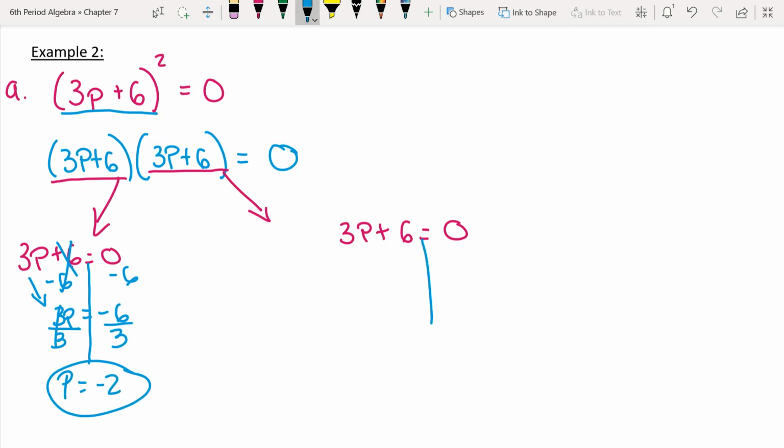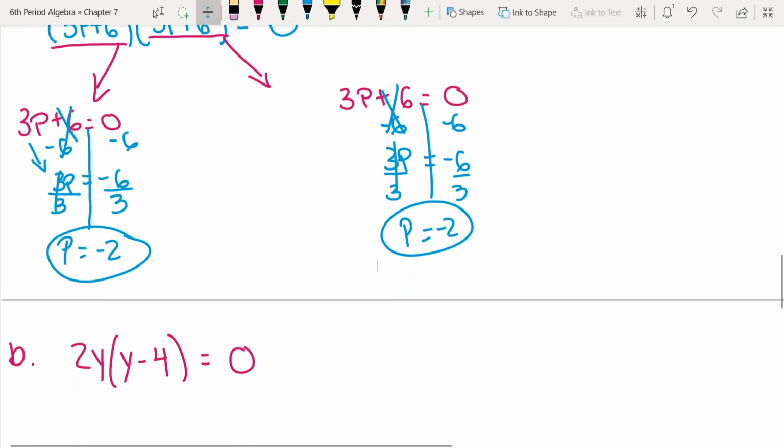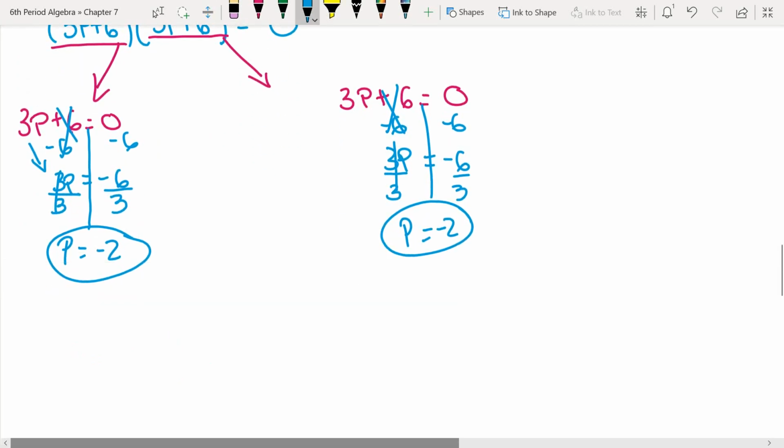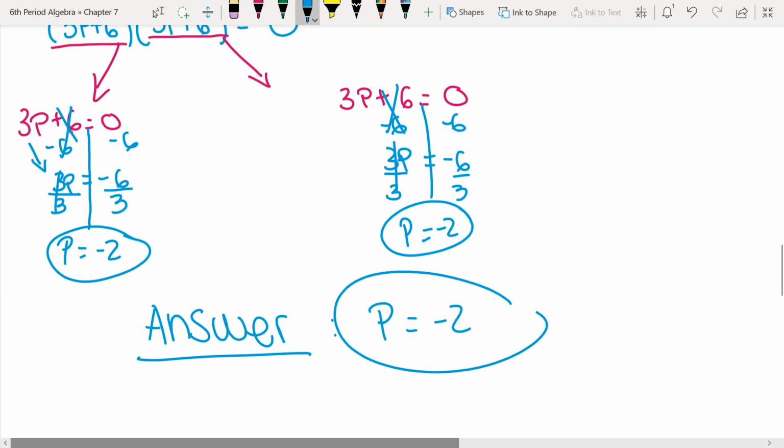Now, I can do that exact same process because it's the same problem on the right side. And what you will see is that no matter what, we get the same answer. You don't write it twice. You just write it once. There's no reason to write it twice if you have the same answer. So if I had to be extremely clear, the answer is only p equals negative 2. And that is it. Just write it once. No need to repeat yourself if it's not necessary.